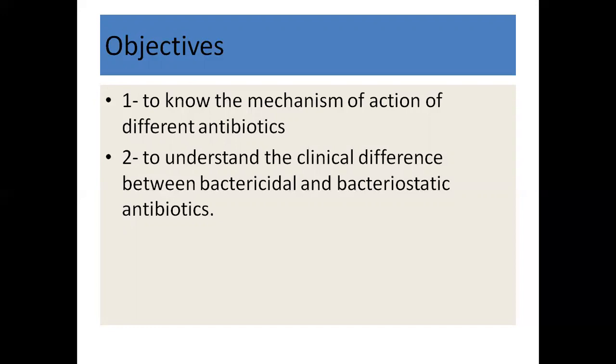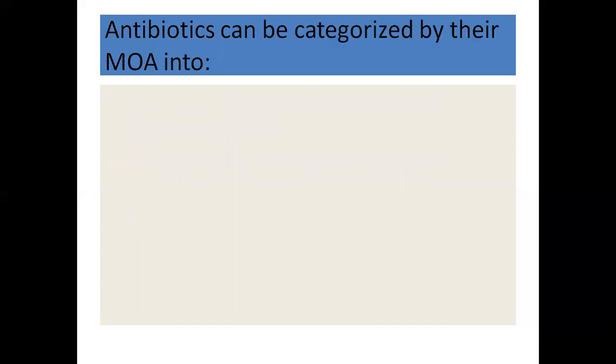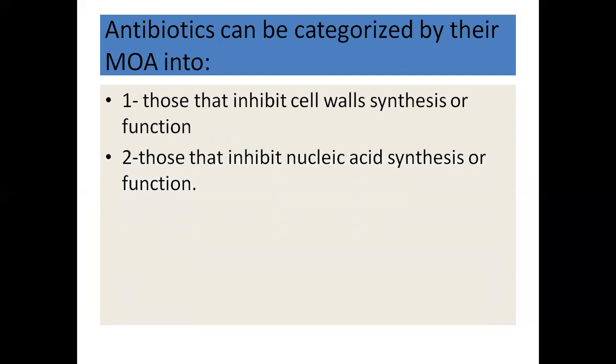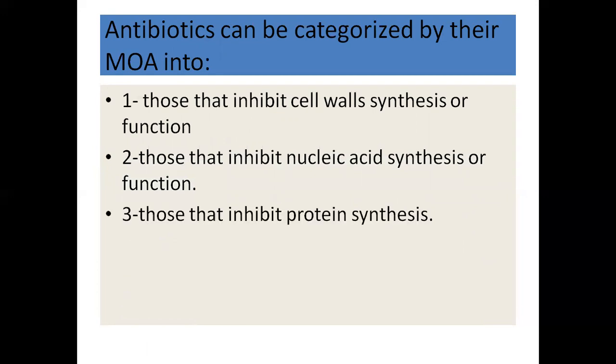Antibiotics can be categorized by their mechanism of action into three groups. Number one are those that inhibit cell wall synthesis or function. Number two are those that inhibit nucleic acid synthesis or function. And three, those that inhibit protein synthesis.